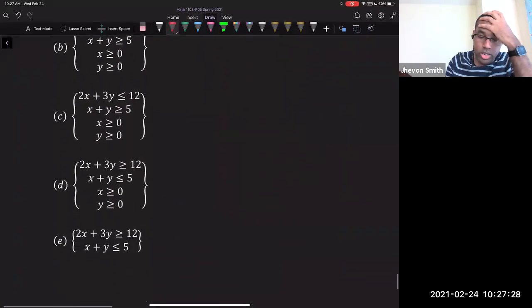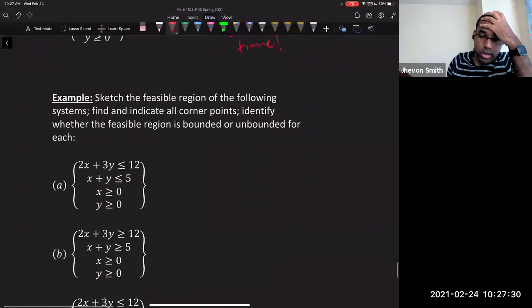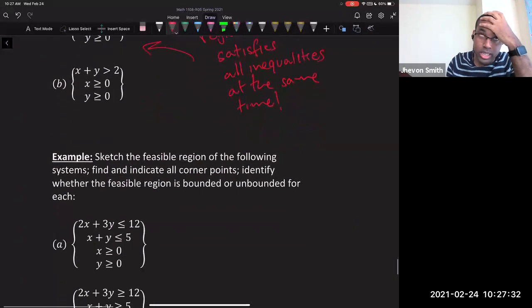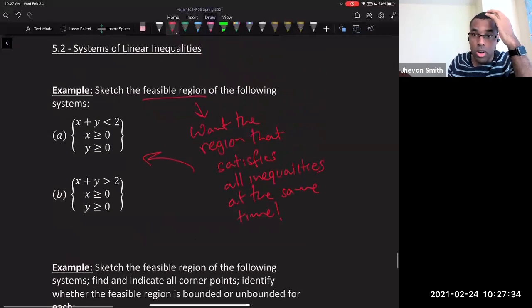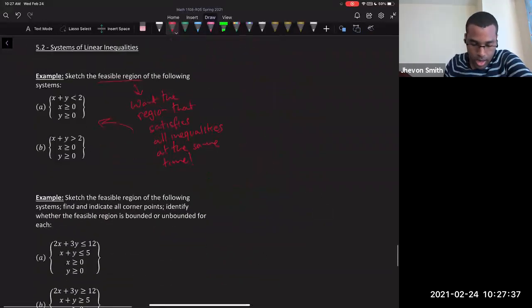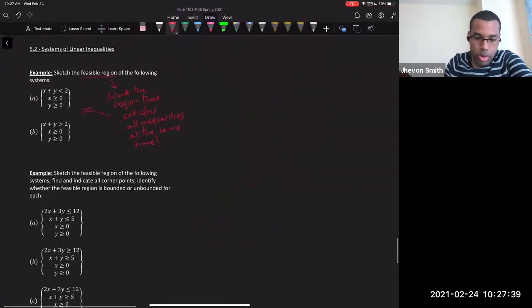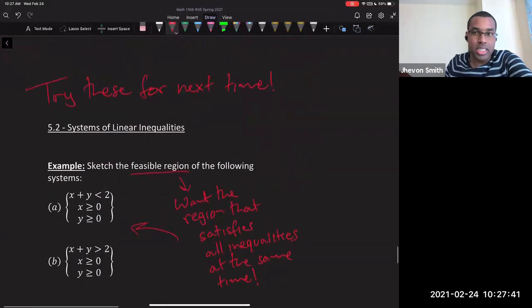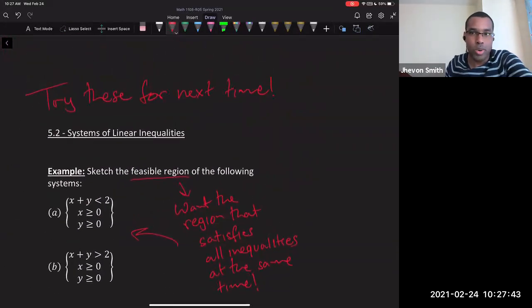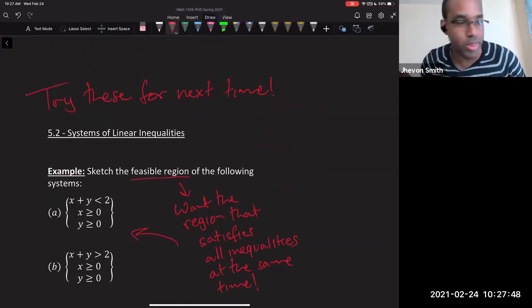You're going to sketch all these inequalities. Find the region that satisfies all inequalities at the same time. And yeah, you want to be able to do this relatively quickly, because it's not even going to be the start of the problem that we're interested in. It's actually going to just be the thing that gets us to start solving the problem.